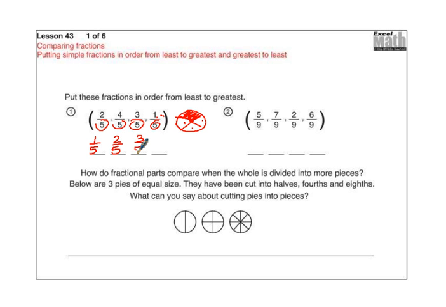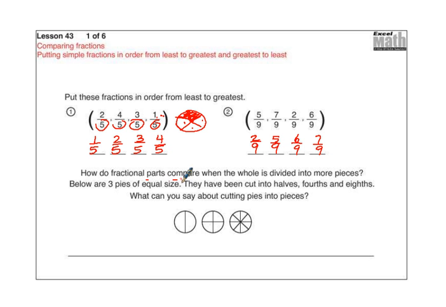Go ahead and write this on your paper. 3/5, and then 4/5. Pause the video, try number 2, turn it back on when you're ready to see the solution. All right, the least fraction here is 2/9, and then we go to 5/9, and then 6/9, and 7/9. Hopefully you got that one right. That should be pretty simple.